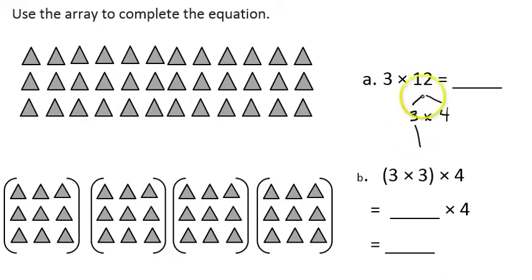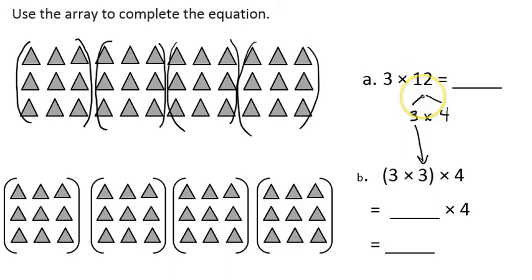We're going to take the 3, and we're going to show that we've taken this array and we've chunked it into smaller arrays that are 3 rows of 3. And that's what the picture down below is showing.